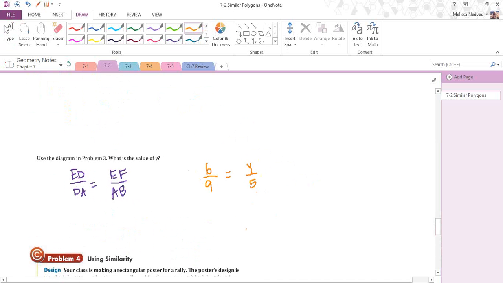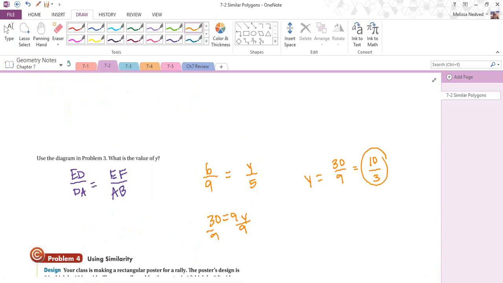And again, cross product property, or cross multiply: 6 times 5 is 30, equal to 9y. Divide both sides by 9. y is equal to 30/9, but always reduce. We can divide each by 3, so we get 10/3. y is the fraction 10/3. So that's using the cross product property to find a missing side length.